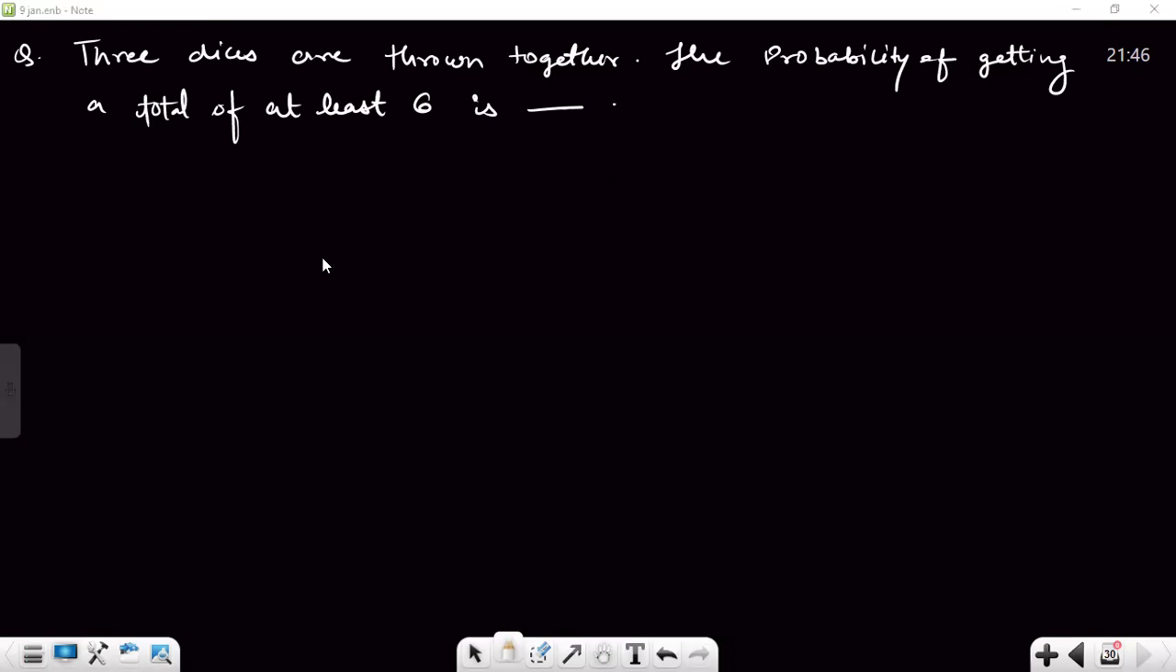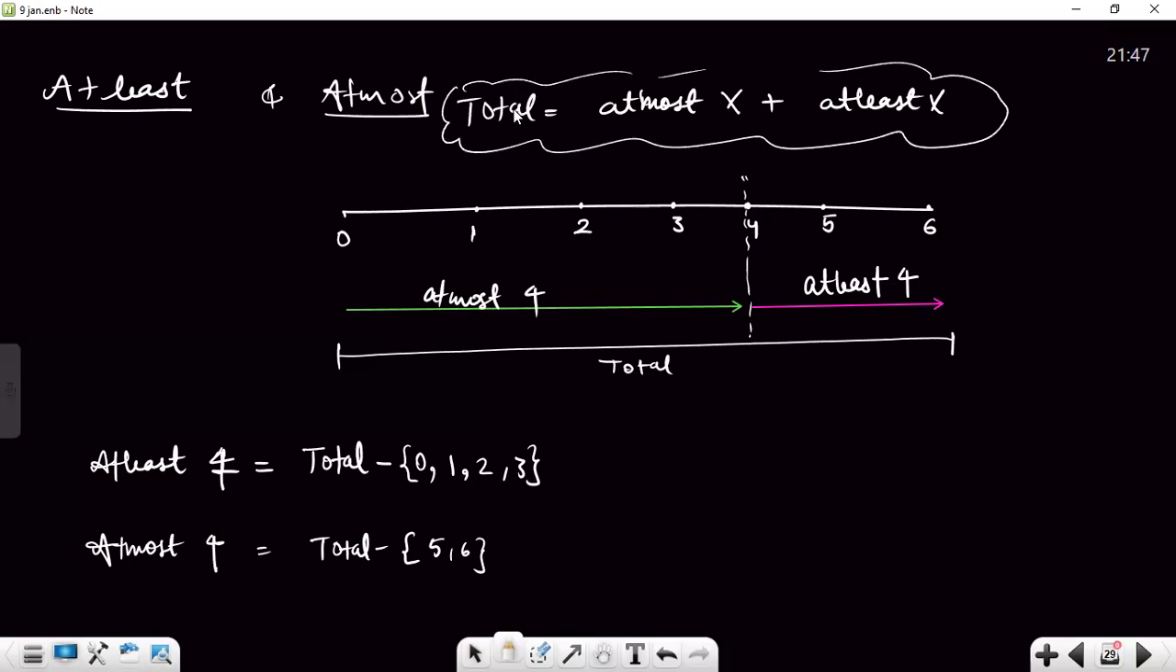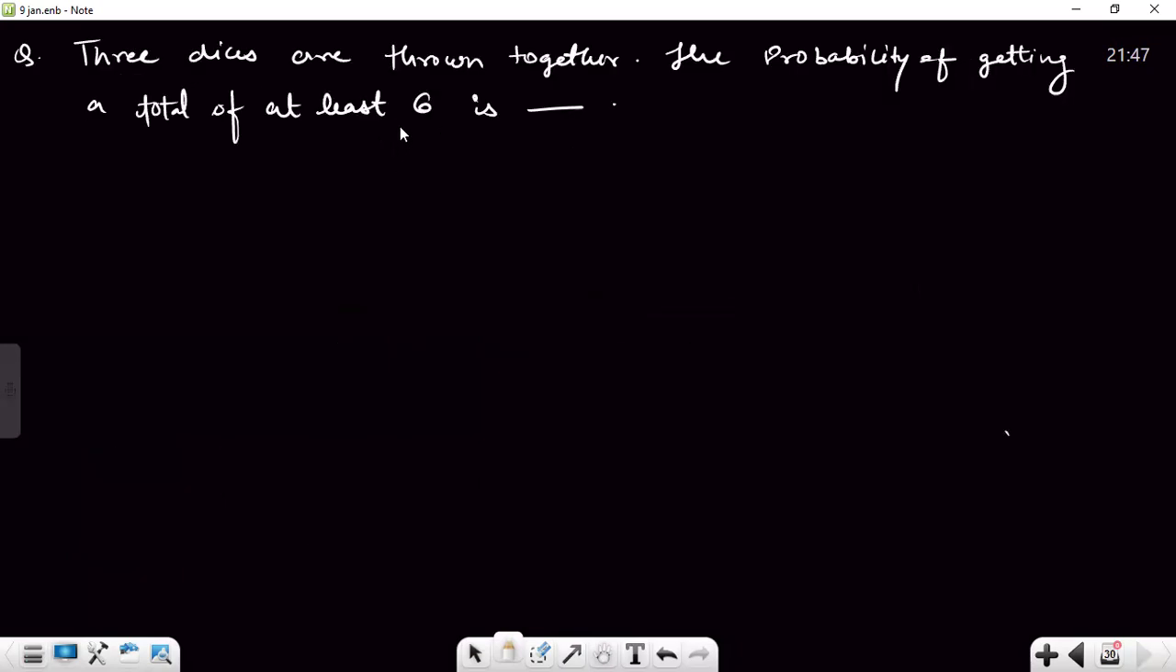So this time, let's go back to the slide. Total is equal to at most x plus at least x. This looks absurd, I know, but once we discuss this question, it will not look strange anymore. Okay, so 3 dice are thrown. The probability of getting a total of at least 6.